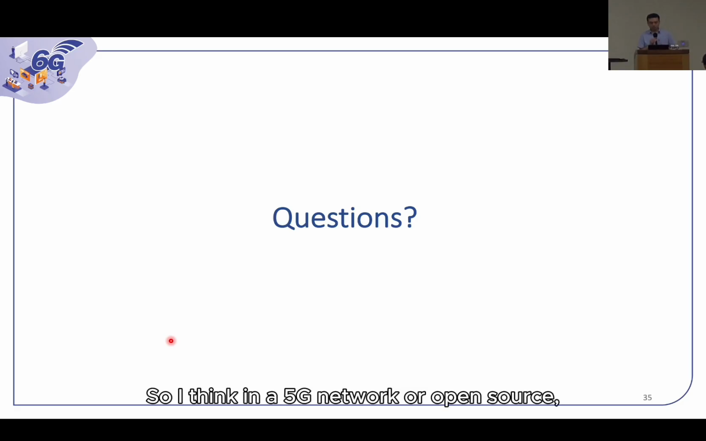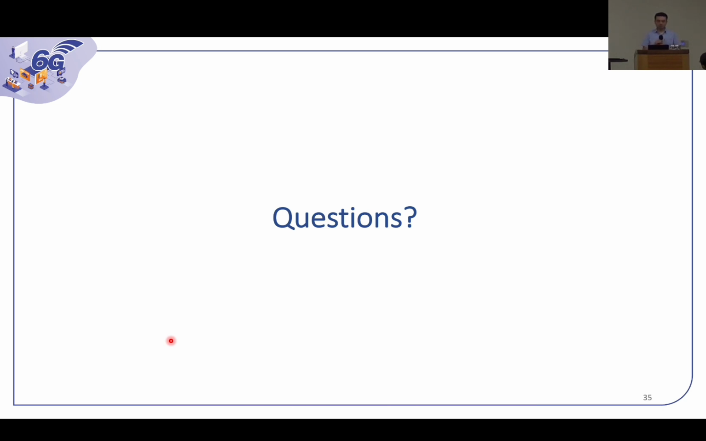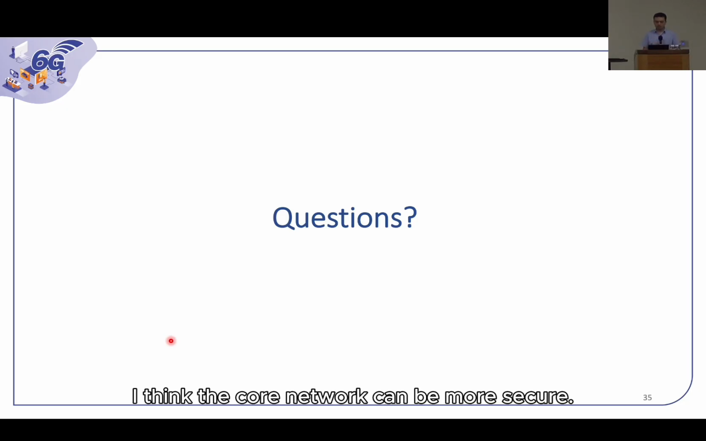So in the 5G network, once we do open source, I think many researchers, because they want to prove their strength or their capability, once they can find any vulnerabilities, will try to report them to the public. So once we open source, I think the core network can be more secure, because we can quickly get feedback from the community, and for any vulnerability, we can quickly fix it.